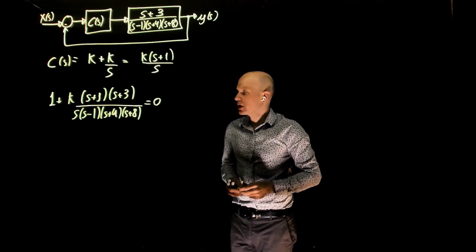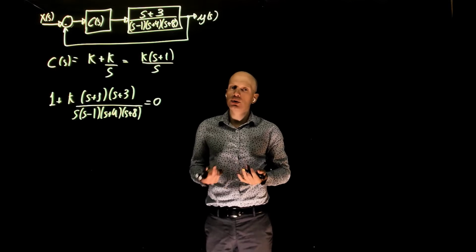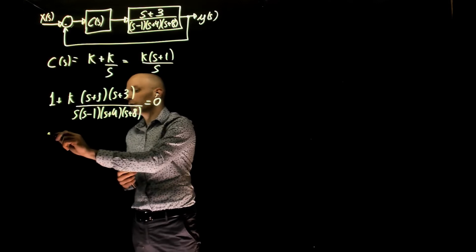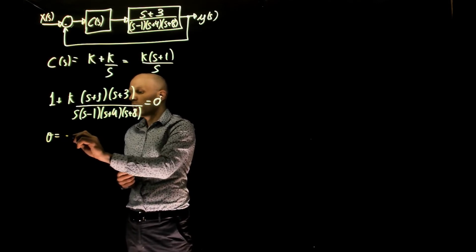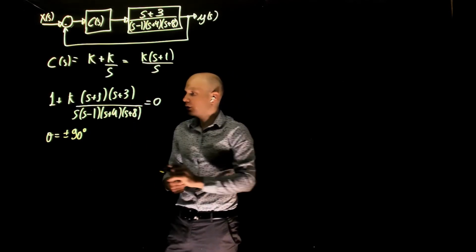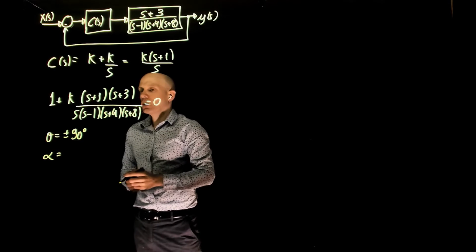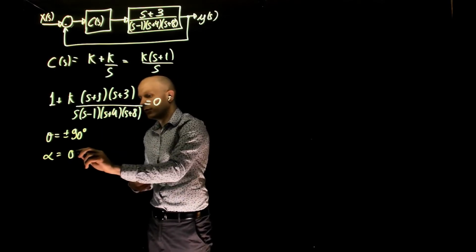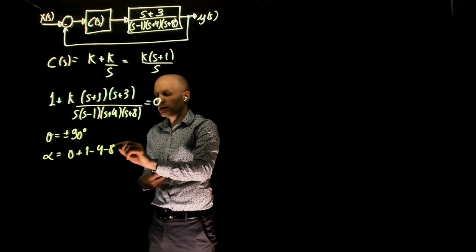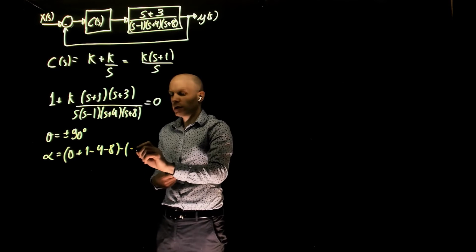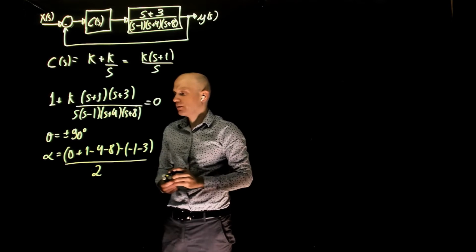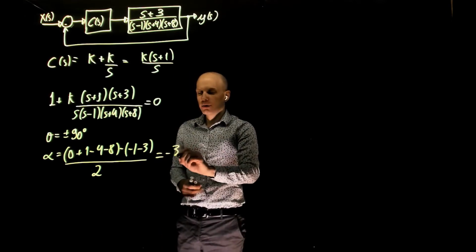Here we have 4 poles and 2 zeros, so n minus m equals 2. We have an excess of 2 poles, and when you have an excess of 2 poles, we know that the asymptotes that will take those poles to infinity are plus minus 90 degrees. The centroid of those two asymptotes is the sum of all poles, that is 0 plus 1 minus 4 minus 8, minus the sum of all zeros, that's negative 1, negative 3, divided by n minus m, 2. And this is negative 3.5.